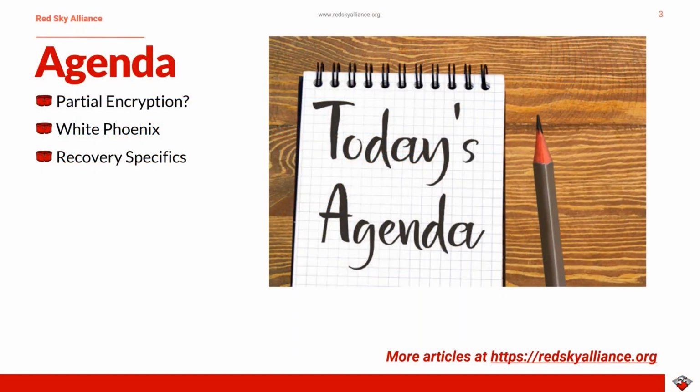So here is the agenda for today. First, we'll give an overview on what the term partial encryption means. It is perhaps more accurate to say intermittent encryption, but even so, it will be important to understand this recent trend and how many ransomware infections operate.